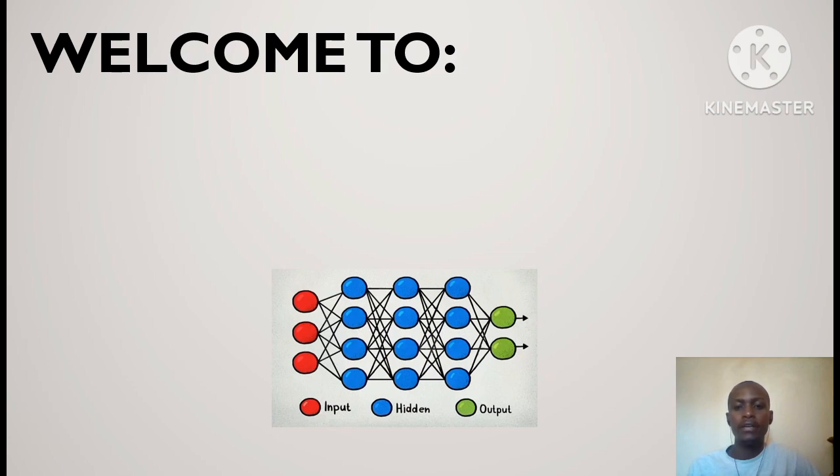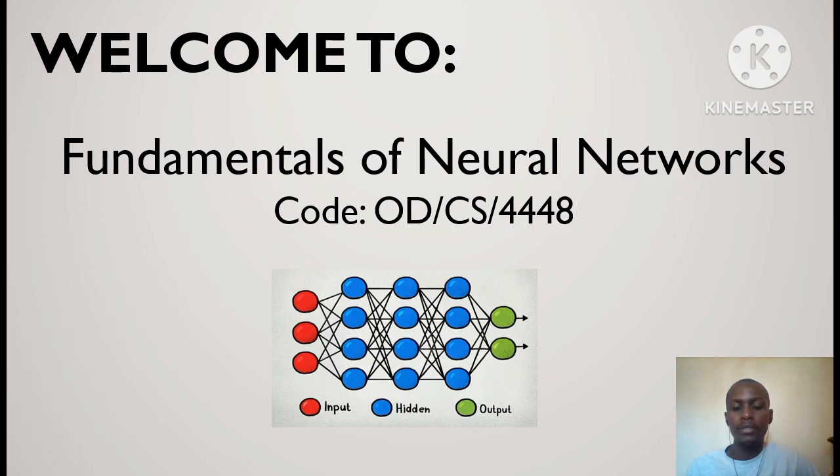I'll be giving a course description for this course, Fundamentals of Neural Networks, which has the code ODCS 4448. Remember, this course provides a comprehensive foundation in neural networks, equipping learners with the knowledge and skills needed for both theoretical understanding and practical application. The emphasis on ethical considerations ensures that learners approach neural network development with a responsible and ethical mindset.